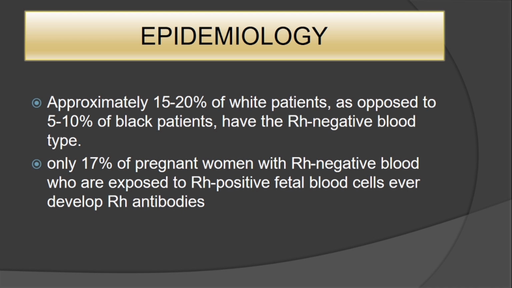Now, epidemiology. The whites have more incidence of Rhesus negative patients. About approximately 15 to 20% of white patients are Rhesus negative, as opposed to 5 to 10% in black. So that means the Rh negative blood type, that does not have the Rhesus antigen, is commoner among the white than the black.